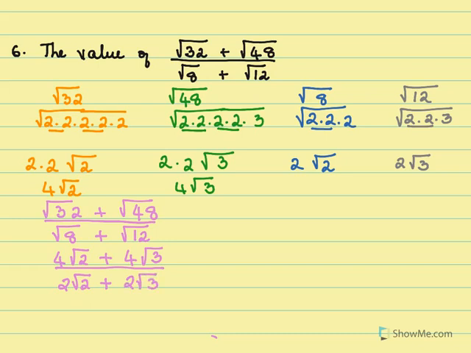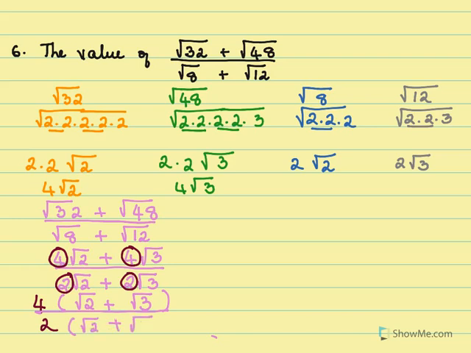Now if you notice here, I can take 4 common out. So I'll take 4 common out. What remains inside is root 2 plus root 3. And in the denominator also, I can take 2 common out. So I'll write 2 here. And now what remains here again is root 2 plus root 3. So this root 2 plus root 3, this whole bracket, I could cancel it out. And now I get 4 over 2, and the answer is 2.